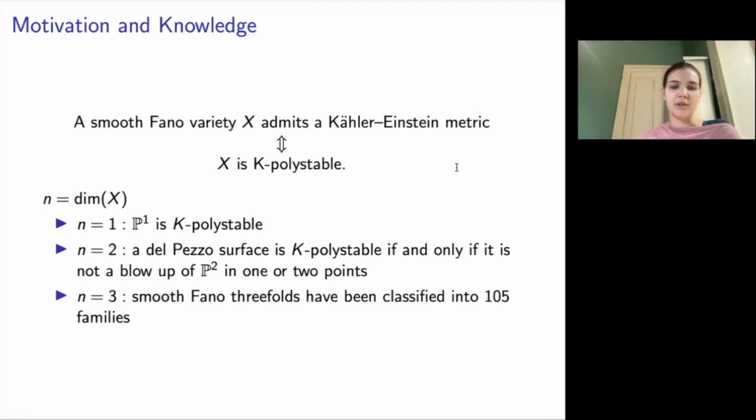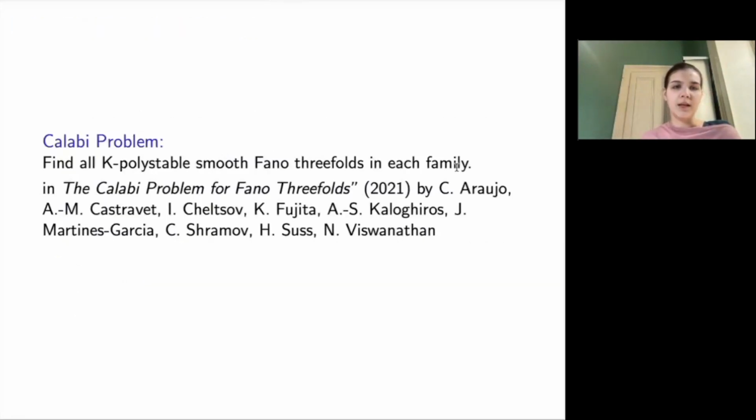And for dimension 3, smooth Fano threefolds were classified into 105 families. And in a large book, the following problem was posed: find all K-polystable smooth Fano threefolds in each family.